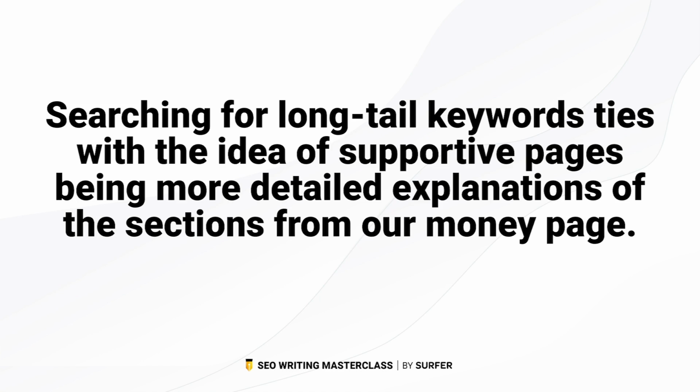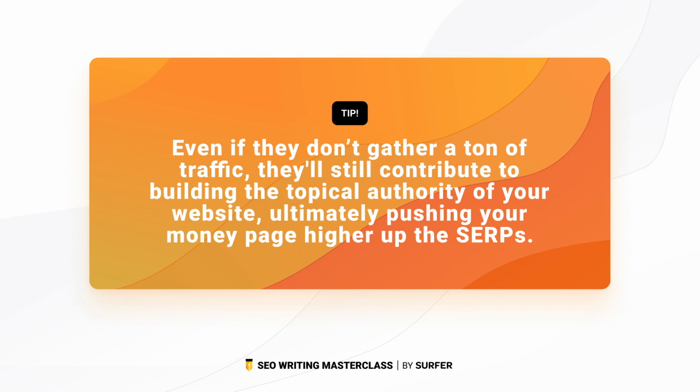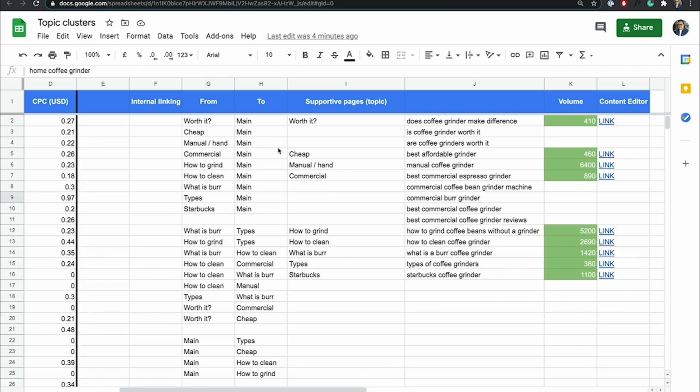Searching for long-tail keywords ties with the idea of supportive pages being more detailed explanations of each section from your money page. Plus, even if they don't gather a ton of traffic, they will still get some, and they will still contribute to building the topical authority of your website, ultimately pushing your money page higher up the SERPs. But within the more niche keywords, SERPs with large similarity scores happen too. Just look at the sheet.